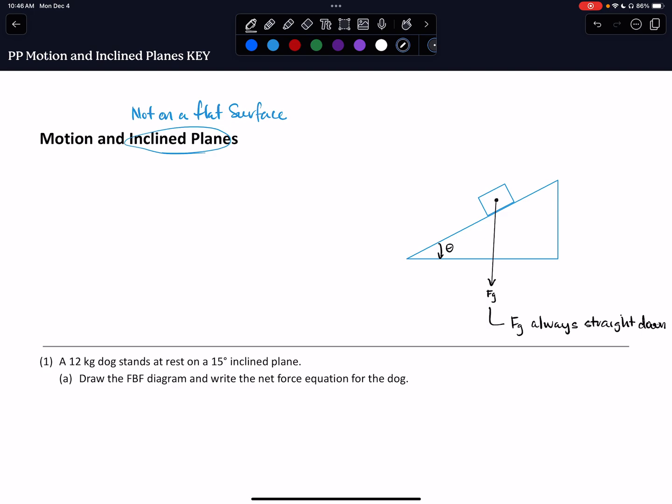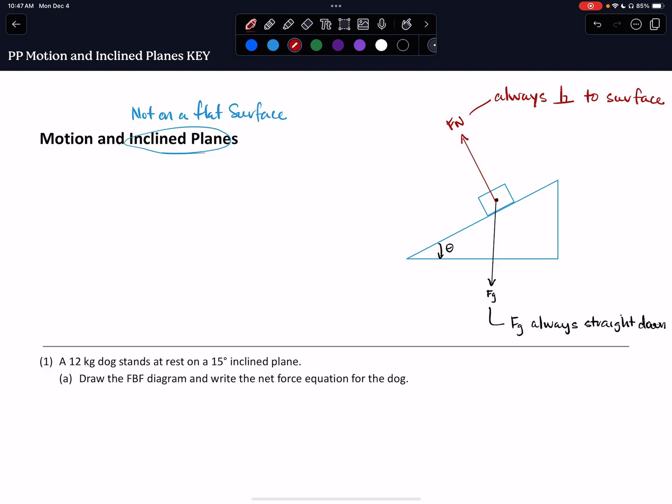Now we know from other objects that are on flat surfaces that Fg is always opposed by the normal force, but the normal force is always perpendicular to the surface. So that means in this case, it's going to look like this. So this is our normal force. Keep in mind, this should always be perpendicular to the surface. That means just by looking at the drawing, Fn is clearly not opposite in direction of Fg. So we can't take Fg at face value.